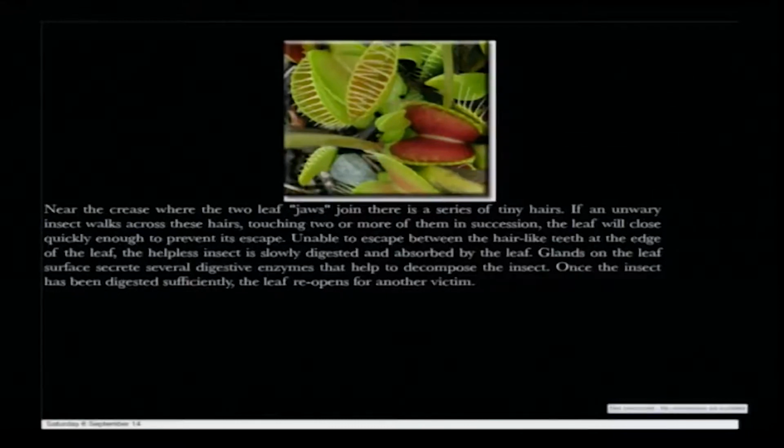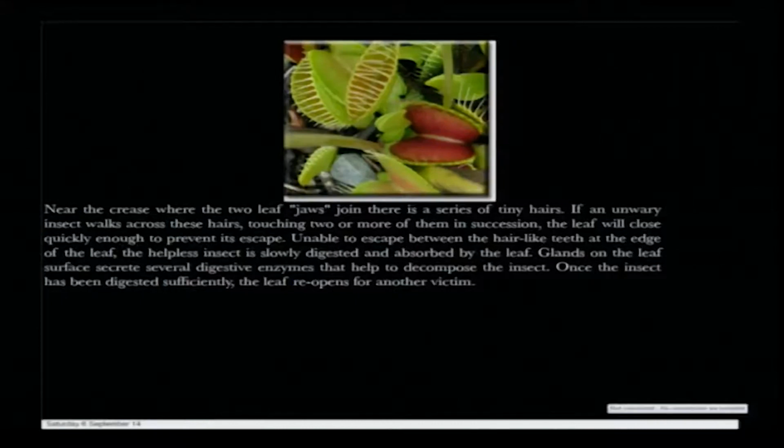They have two states, either they will remain open, as you could see in one of the leaves where there is this red surface, that is the inner surface. Okay. Near the crease where the two leaf jaws join, there is a series of tiny hairs. You could see this hairy structure. If an unwary insect walks across these hairs, touching two or more of them in succession, this is very important, the leaf will close quickly enough to prevent its escape.